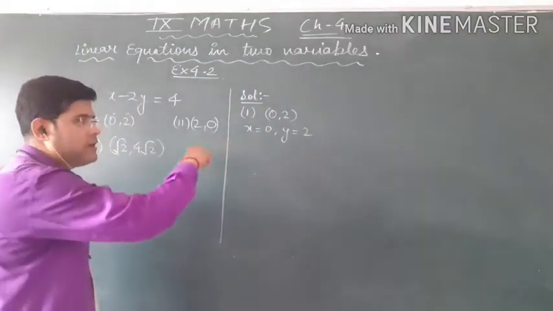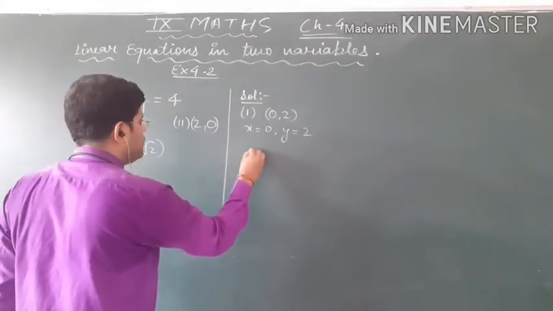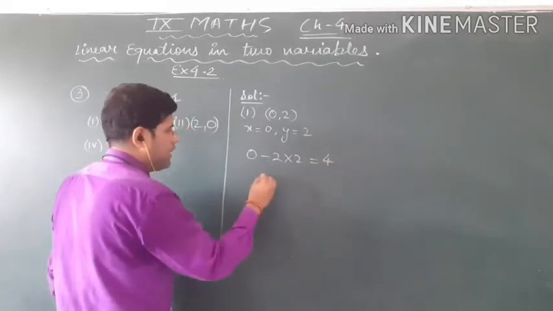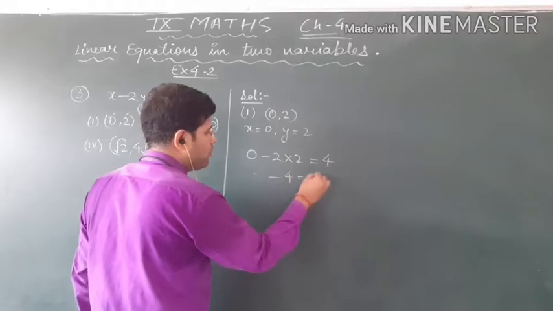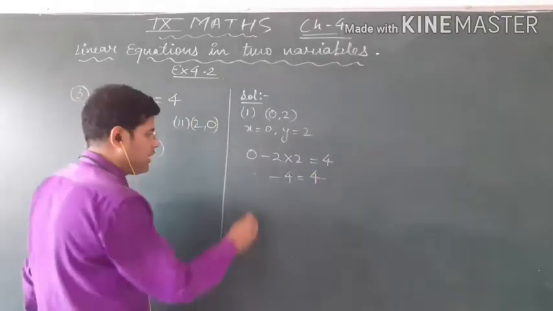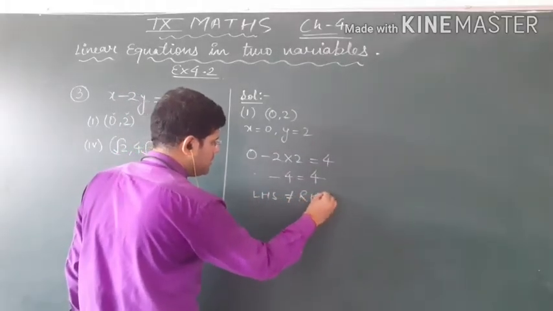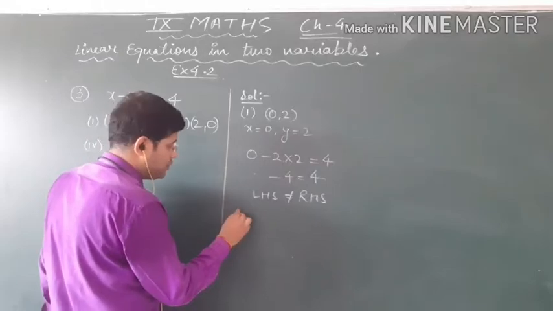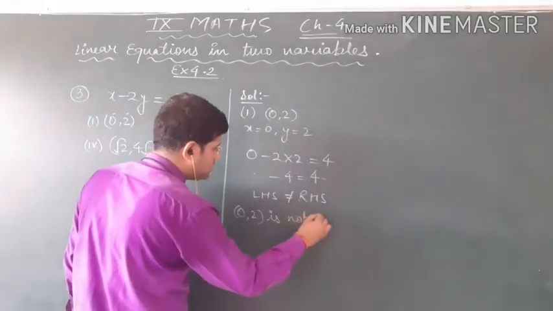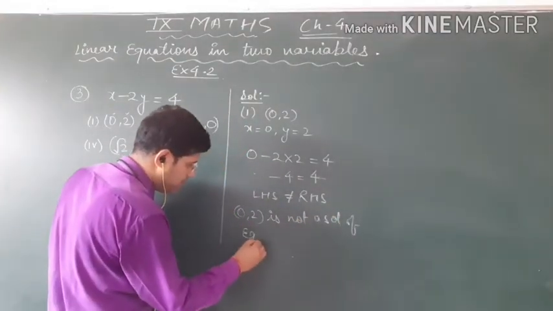So firstly put this 0 in the equation, then x equal to 0 minus 2 into 2 equal to 4. Then here it is minus 4 equal to 4, and minus 4 and plus 4 are not equal numbers. So here LHS is not equal to RHS. We can write (0, 2) is not a solution of the equation.